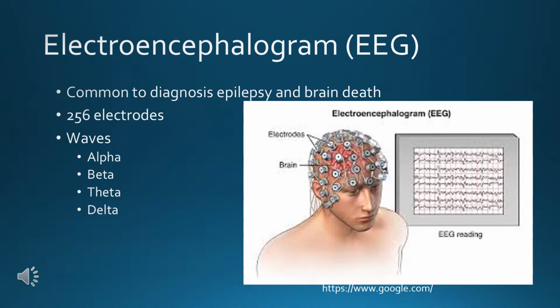In this paper, the researchers focused on beta because it is the normal waves in an awake adult, and delta because it is abnormal waves in an awake adult. The beta waves are characterized as high frequency and low amplitude, whereas the delta waves are characterized as low frequency and high amplitude.